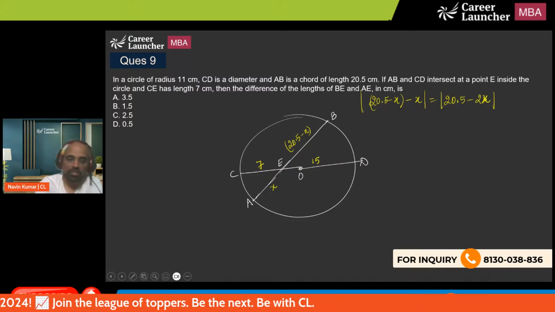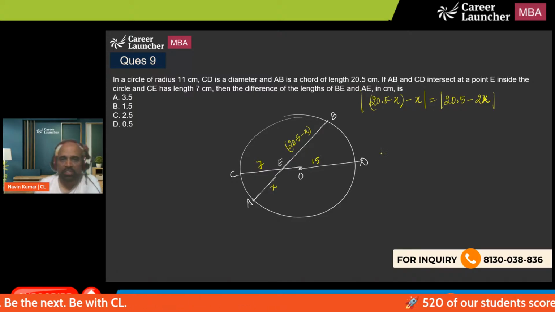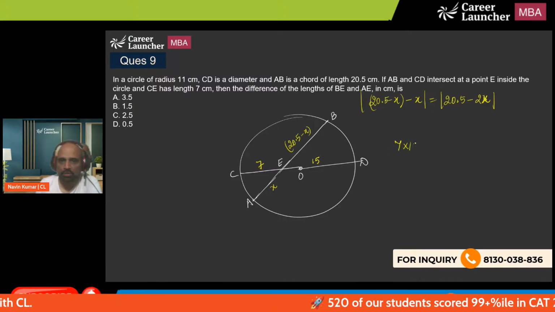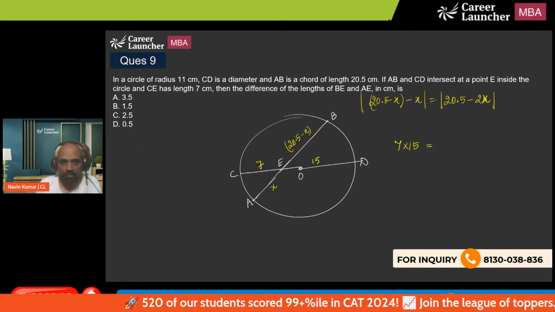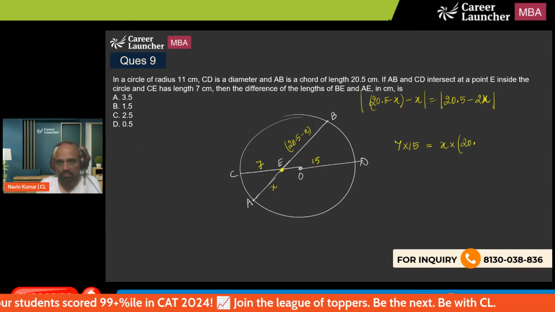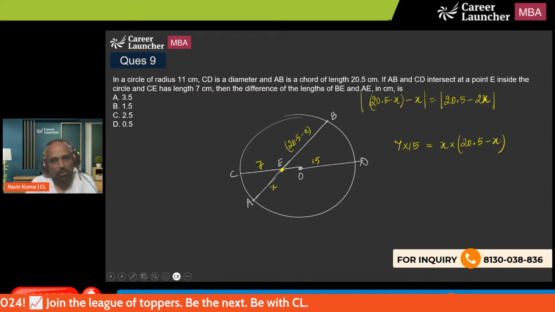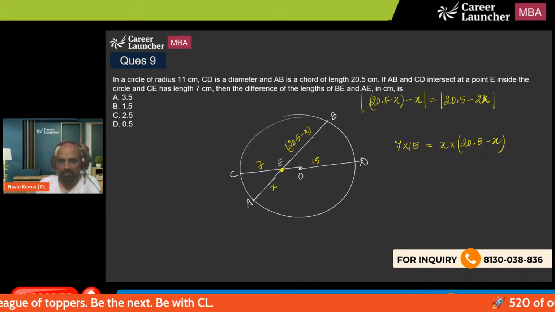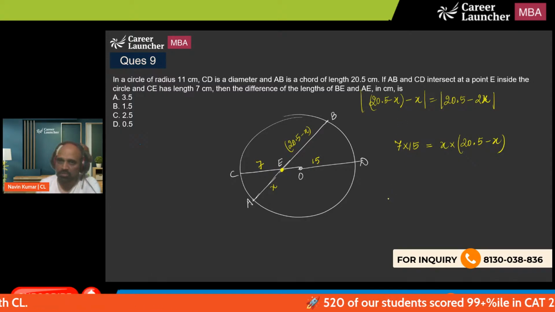Okay. So using the same logic that we have seen before, when two chords meet each other, the product of the distances from the meeting point, here the meeting point being E, has to be constant. Now, if I open this, this is going to be a very, very bad quadratic to solve. So what I will do is I'll start using options.